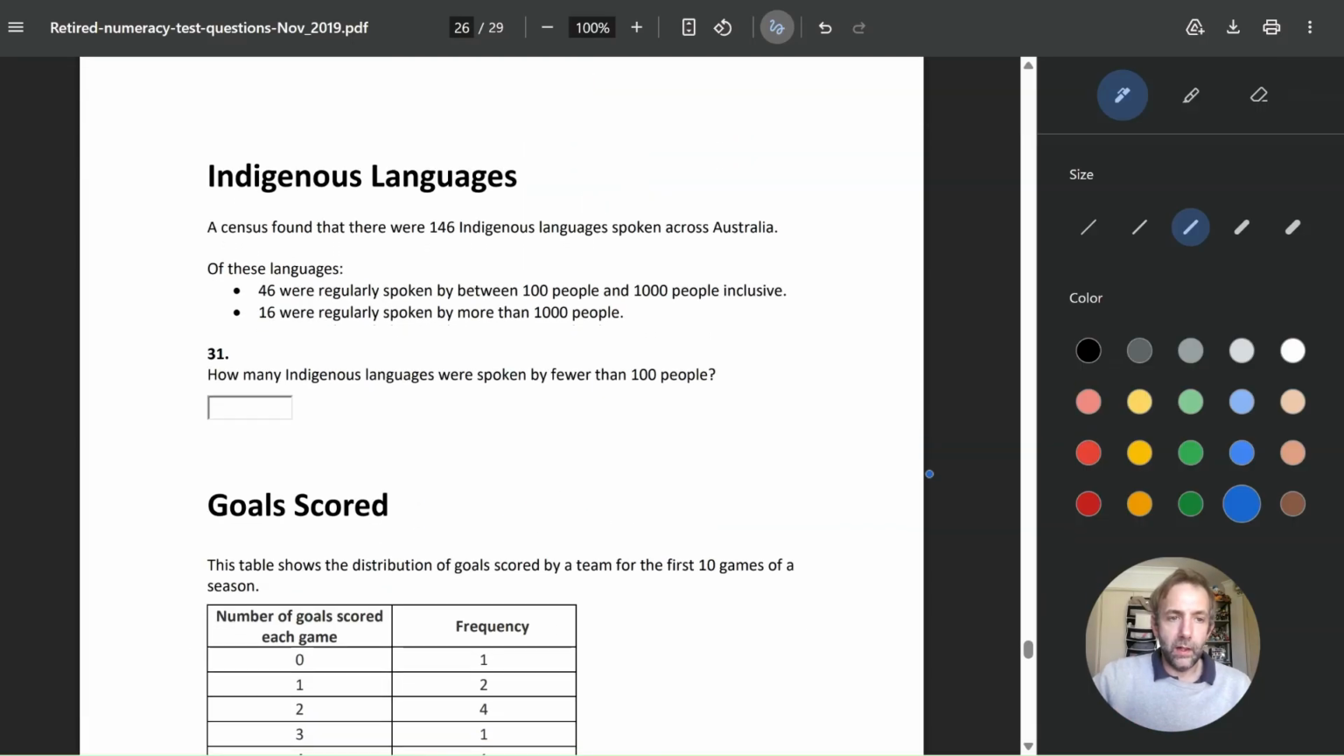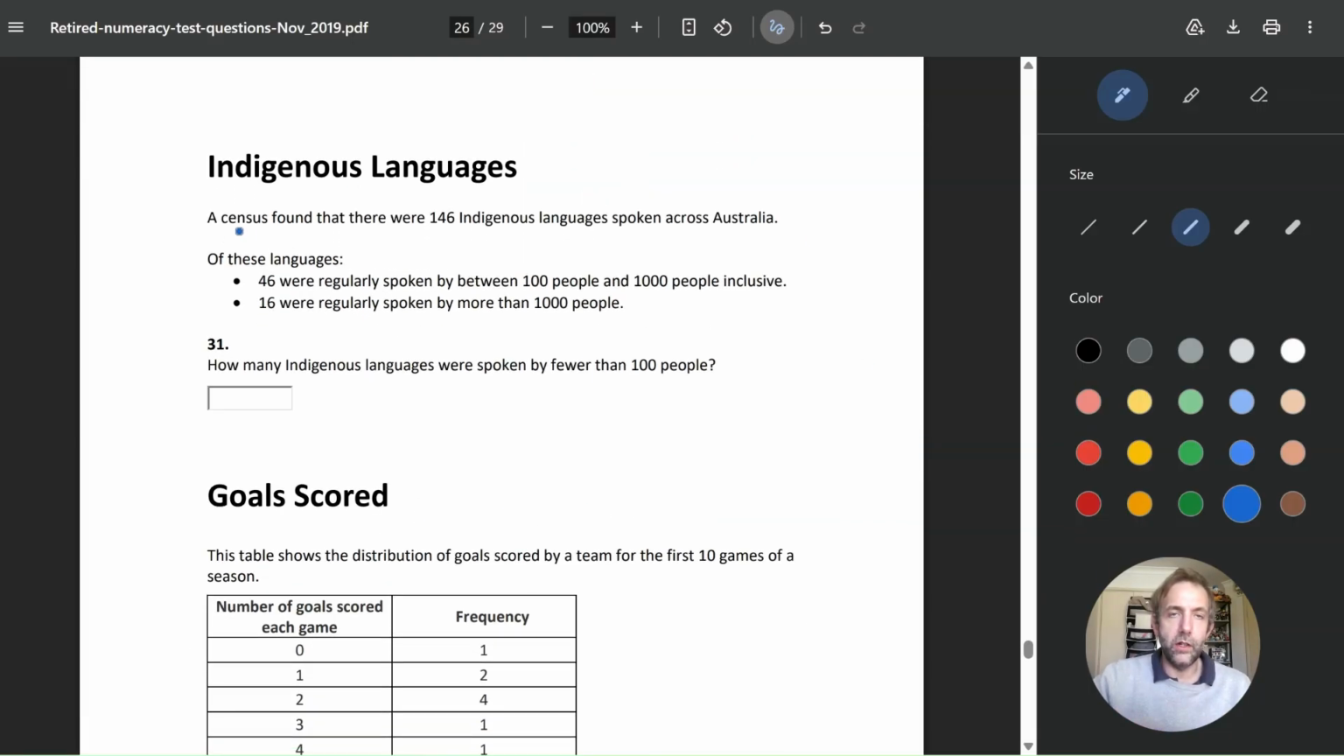Question 31, it says a census, which is where you survey everyone, found that there were 146 indigenous languages spoken across Australia. Of these languages, 46 were regularly spoken by between 100 and 1,000 people inclusive, and 16 were regularly spoken by more than 1,000 people. And we want to find out how many indigenous languages were spoken by fewer than 100 people. So quite wordy, this one, in all honesty.